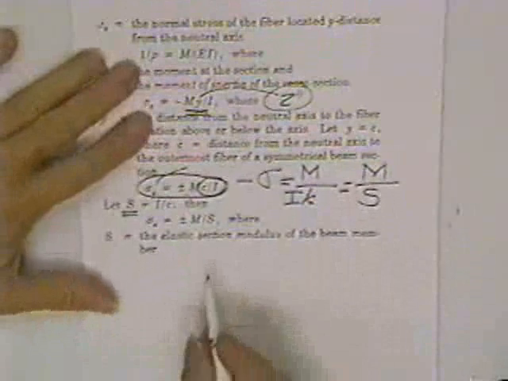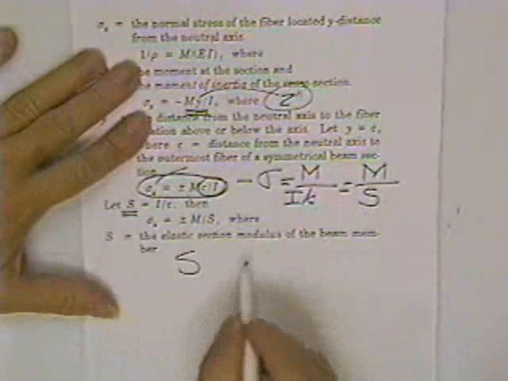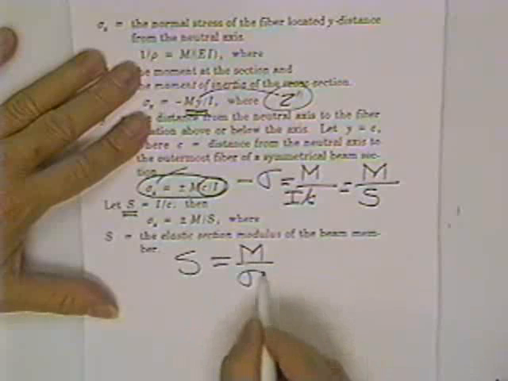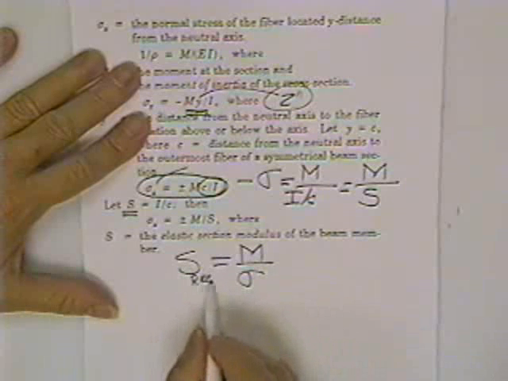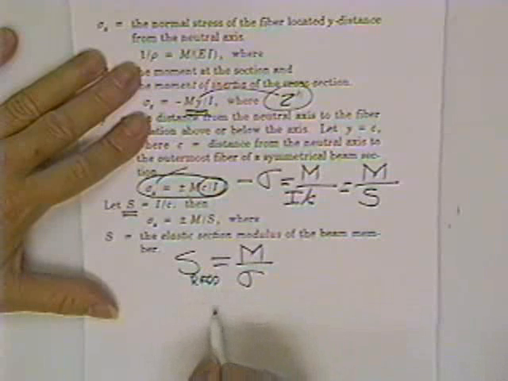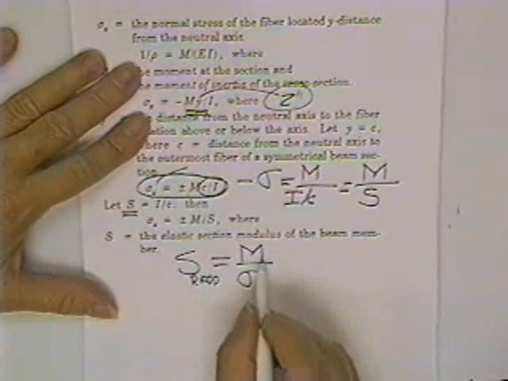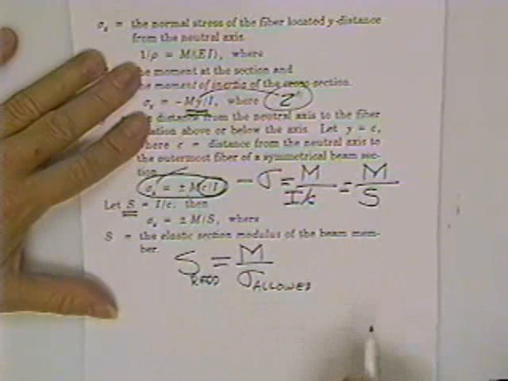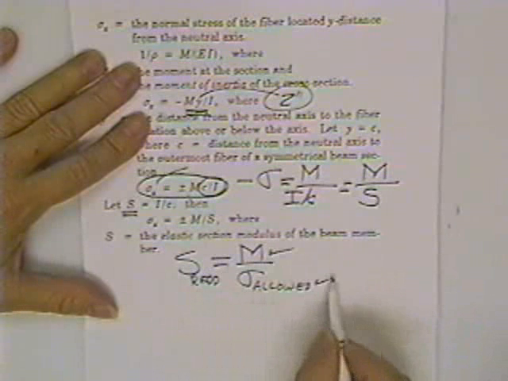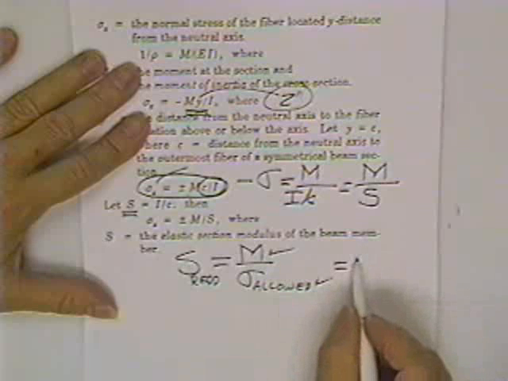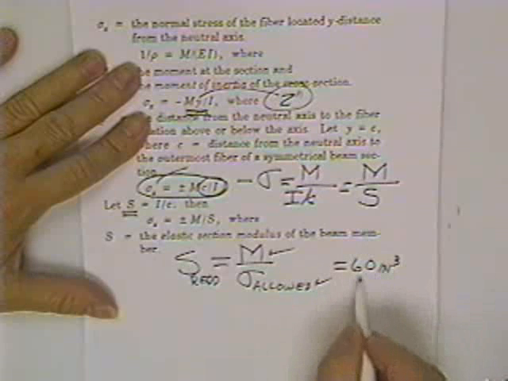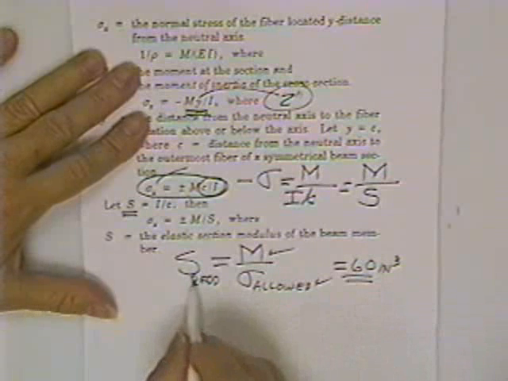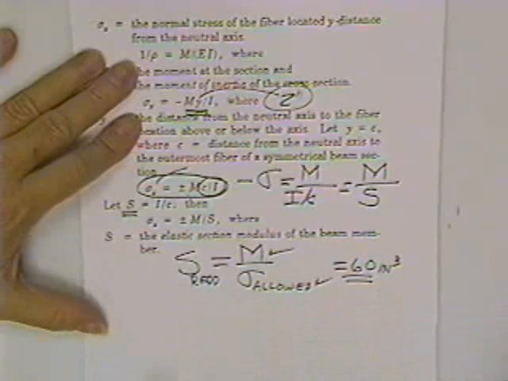That meant that a designer could then rearrange this equation and say S is equal to M over sigma. This would give him the required section modulus, equal to the M from the moment diagram, and he would divide it by the allowed bending stress. Knowing this and knowing this, he'd get something like 60 cubic inches, and he would go in a book and find the lightest beam that had that much section modulus, and that's the one he would use.